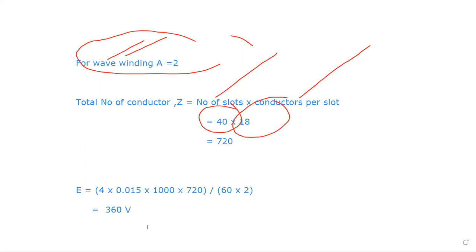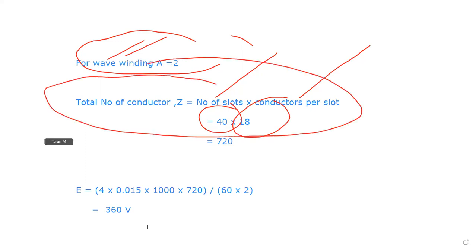Okay, can you calculate the number of conductors? They are saying there are 40 slots and per slot is 18. So can you calculate the number of conductors or not? Yes, by formula. There is no formula, this is simple mathematics, right? So your number of conductors will be 720.